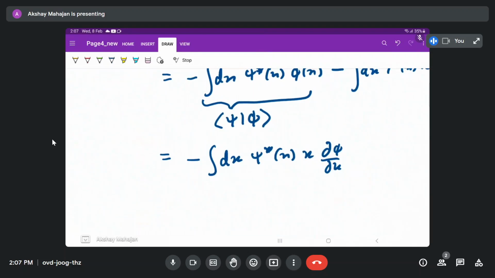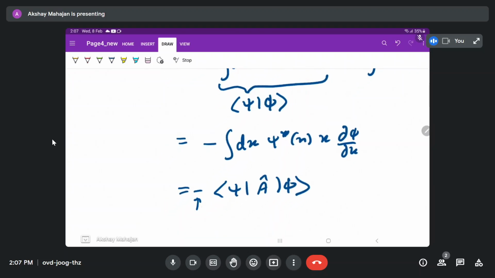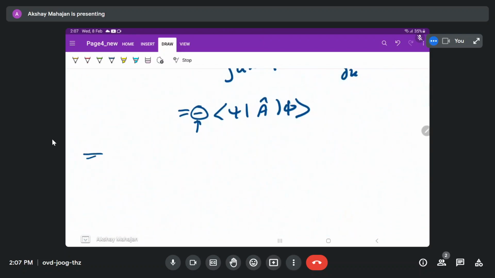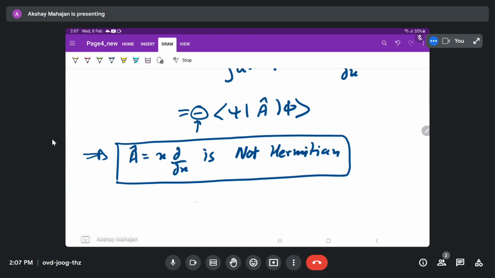So what we are getting is minus of this, which is basically minus of psi A cap phi. Now as you can see, here we are getting a negative sign. This we shouldn't have gotten if A cap was Hermitian. So that proves that A cap equals x del by del x is not Hermitian. It is not Hermitian because we are getting a minus sign, and since we are getting a minus sign, this is anti-Hermitian. This is called anti-Hermitian.